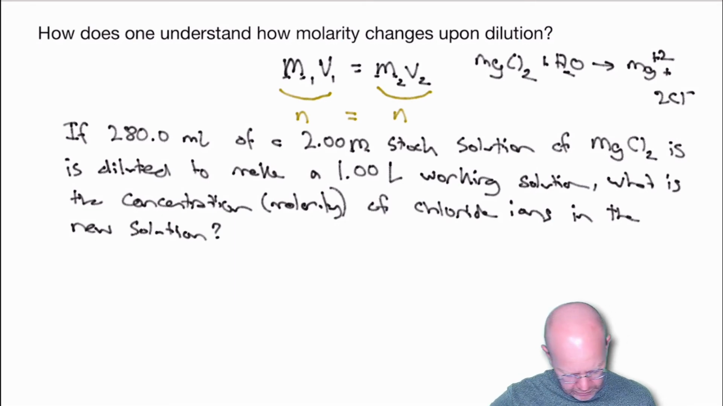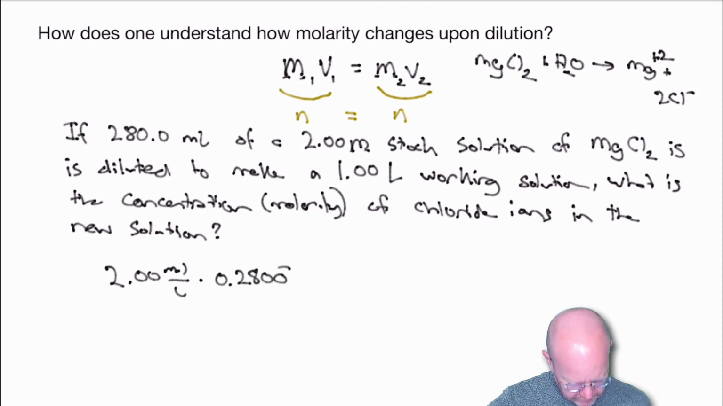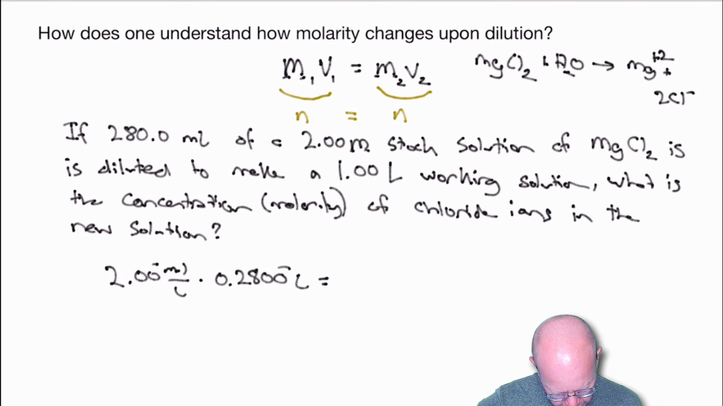So what we're given is a volume and a concentration, so we'll call that M1 and V1. Importantly, we're given the volume in milliliters, so we need to make sure that we put it into liters first. I'm just going to do that one in my head: 280 milliliters is 0.2800 liters. So let's write this out. We have a 2 molar stock solution initially of magnesium chloride. So this is moles per liter, right? And our volume in this case is 0.2800, and that's the last significant digit there, liters of that solution. That's going to be equal to a new solution, which is 1 liter in volume.